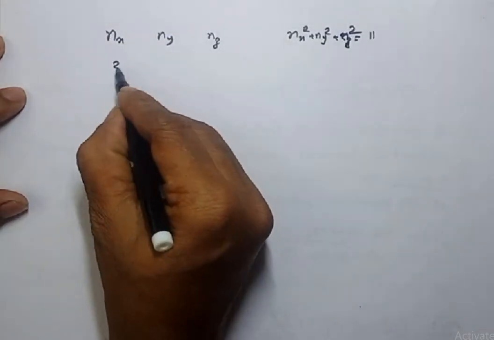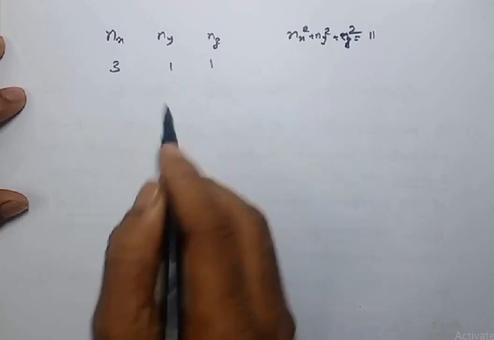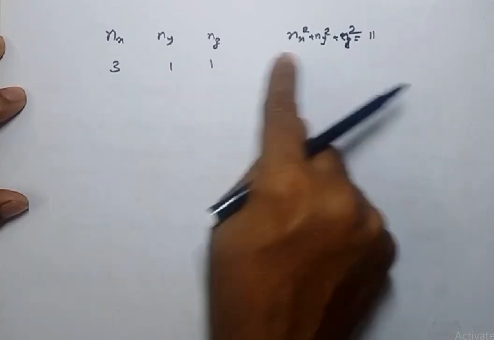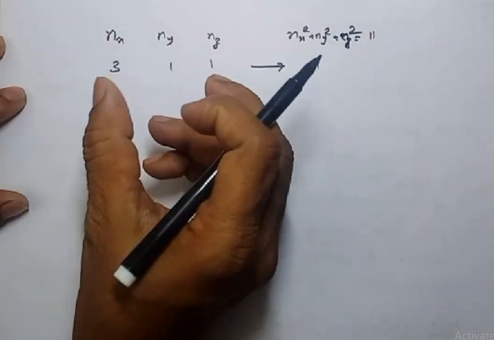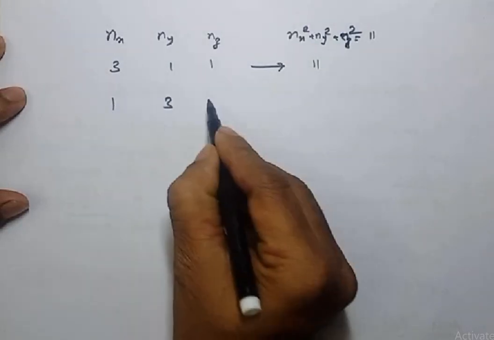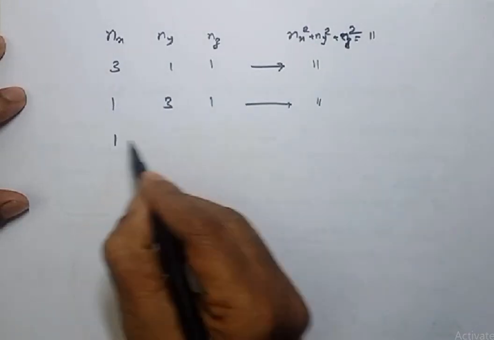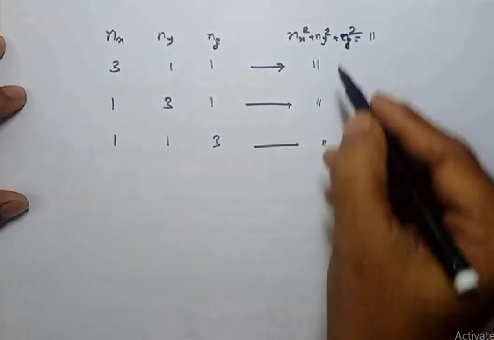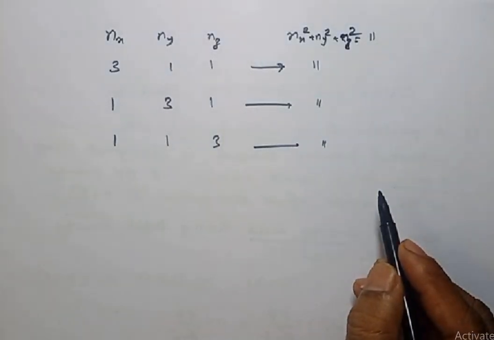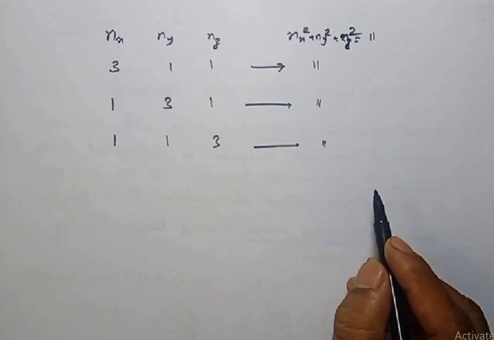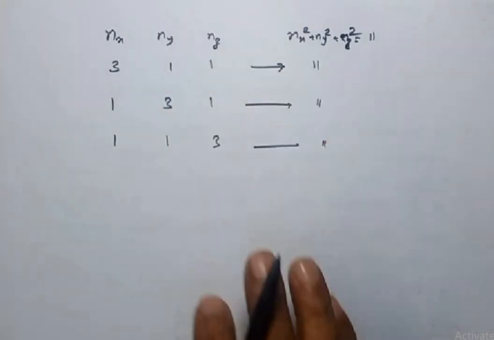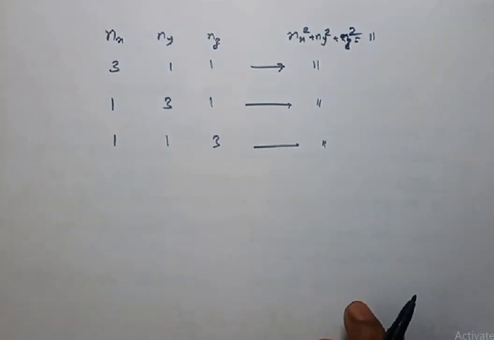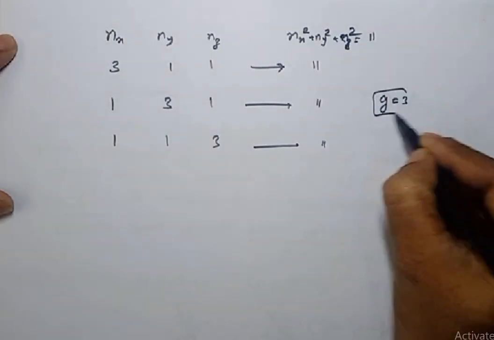Yes, this is quite easy. So you take this combination 3, 1, 1: 3 square plus 1 square plus 1 square. Yes, this will give me 11. So 3, 1, 1 is one state. What are the other possibilities? 1, 3, 1 is another state having the same 11. 1, 1, 3 is another state having the same nx square plus ny square plus nz square as 11. Therefore, apart from these three, there are no other states possible which give the total value as 11. Therefore, degeneracy is equal to 3.